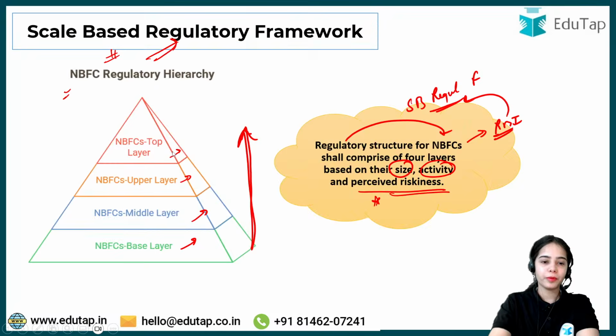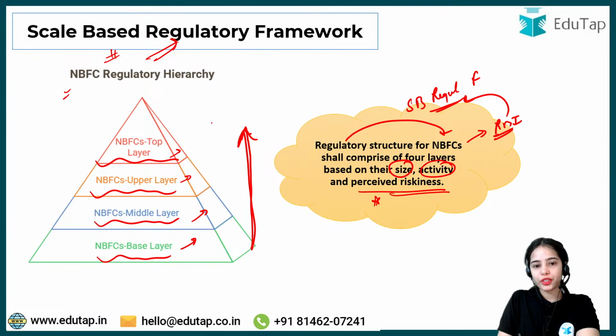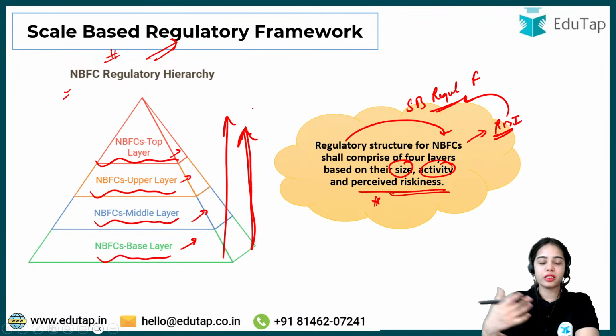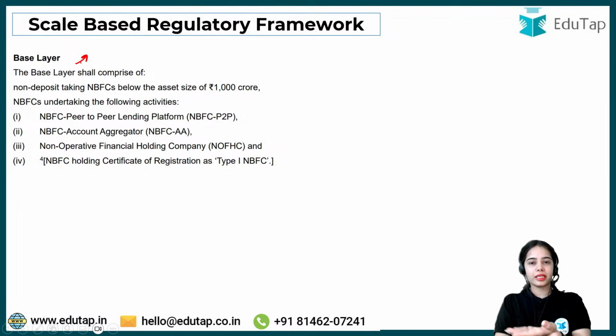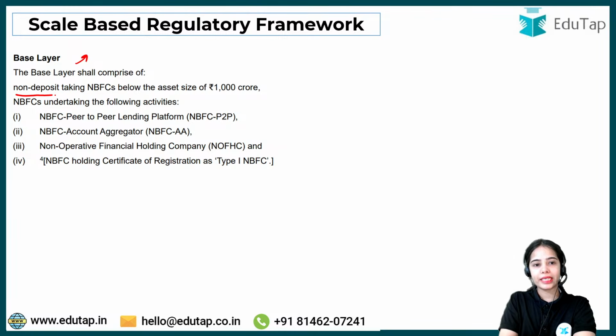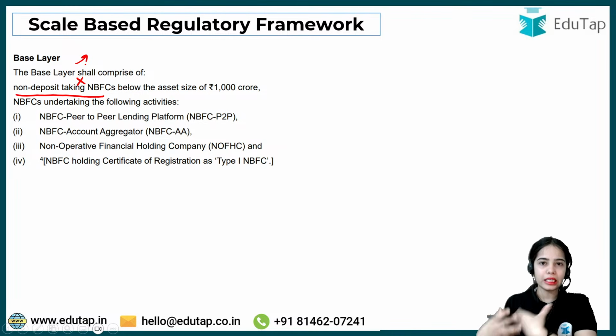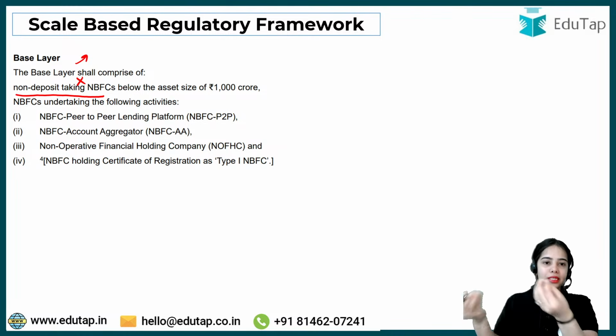So the base layer is the lowest layer, then we have the middle layer, then the upper layer and the top layer. The higher you go, the larger the size of the NBFC, the more complicated the activity it is engaged in, and the more perceived riskiness there can be. The base layer is the bottommost layer. The base layer comprises non-deposit taking NBFCs. They are not taking deposits, so they are not taking public funds directly.